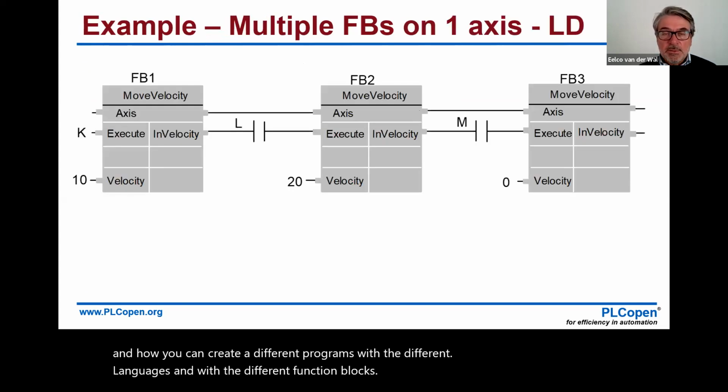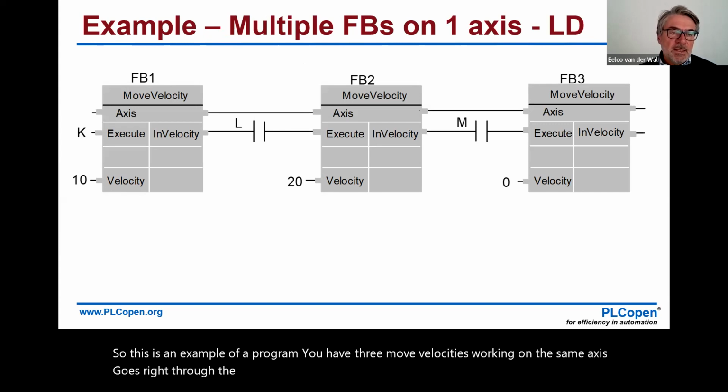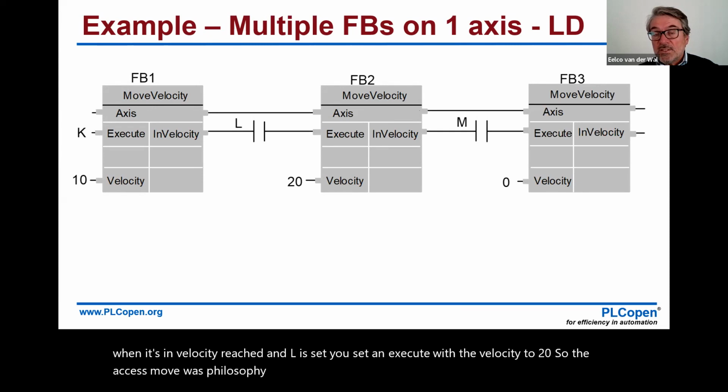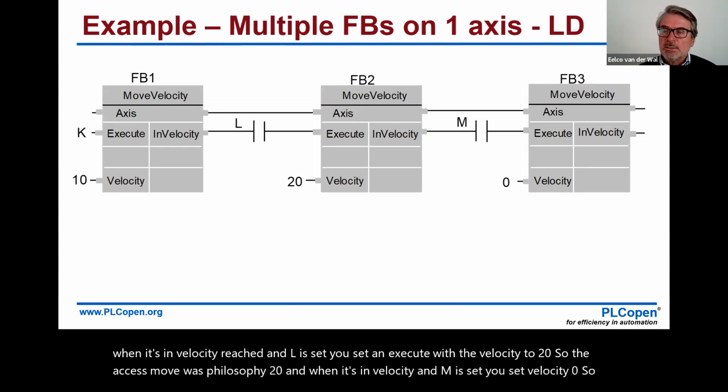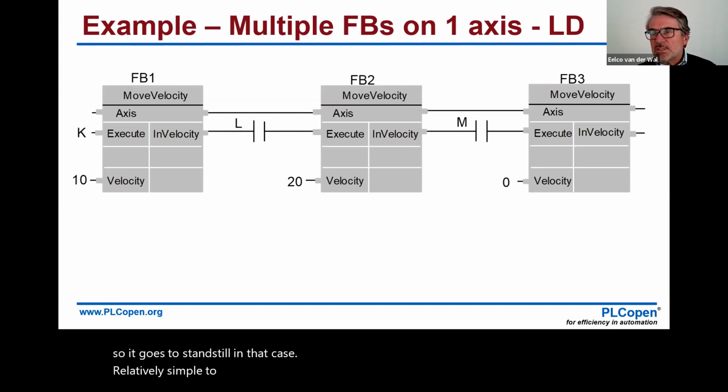So this is an example of a program. You have 3 move velocities working on the same axis. It goes right through the function blocks. If you set the execute at K with velocity 10, and when it's in velocity, reached, and L is set, you set an execute with a velocity of 20. So the axis moves with velocity 20. And when it's in velocity and M is set, you set velocity 0. So it goes to standstill in that case. Relatively simple to read. For simplicity, I took out all the other inputs and outputs.